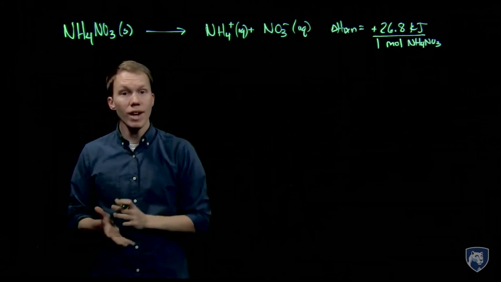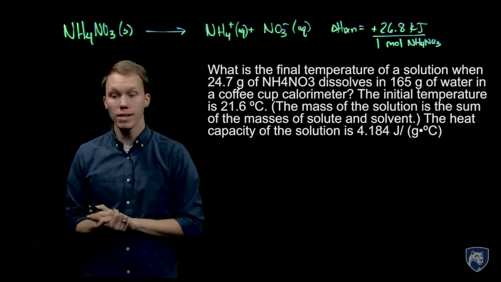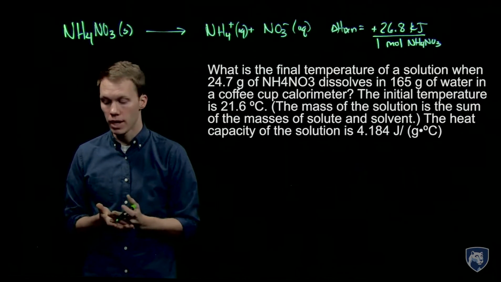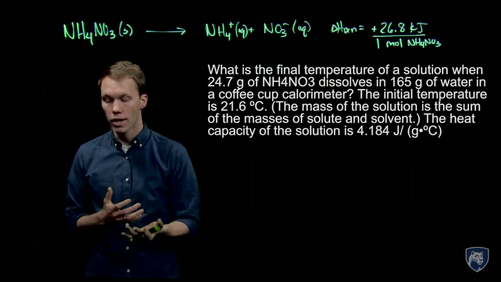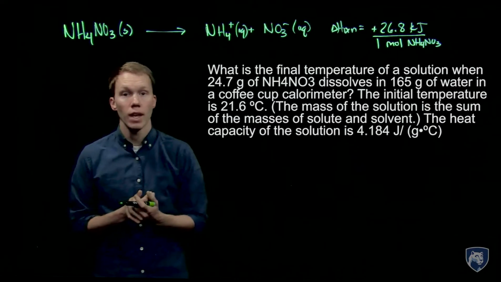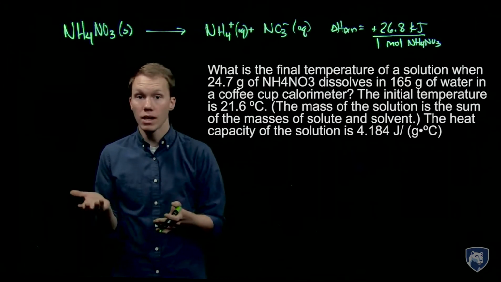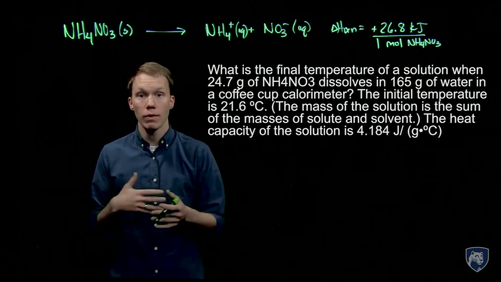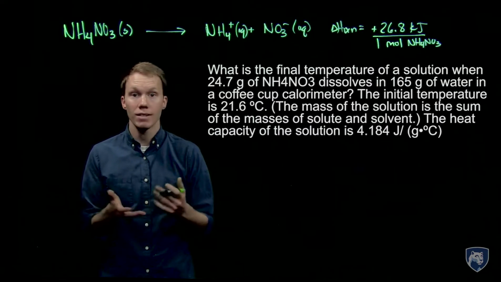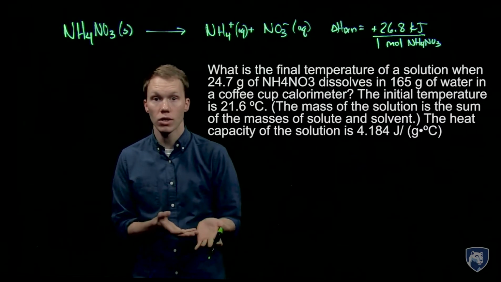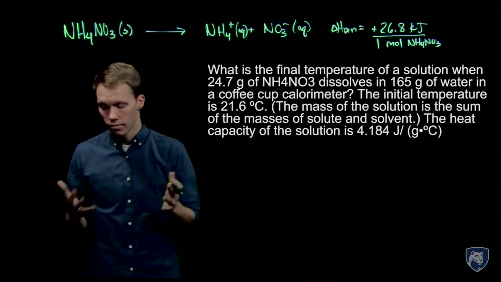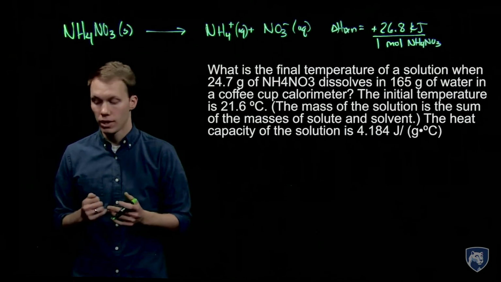Now, the question asked is here. What is the final temperature of a solution when 24.7 grams of the ammonium nitrate dissolve in 165 grams of water in the calorimeter? The initial temperature is 21.6. Okay? Now, practically speaking, if we're a company and we want to design a cold pack, how much material do we need to put into that cold pack such that it cools to a sufficiently low temperature is a reasonable question that you would need to be able to solve for. So this is really connected, I think, to application there.